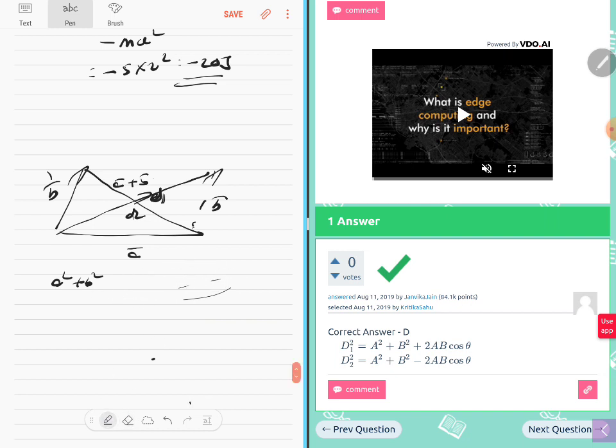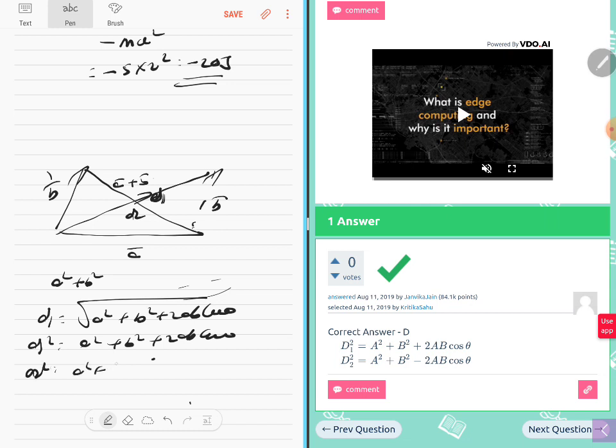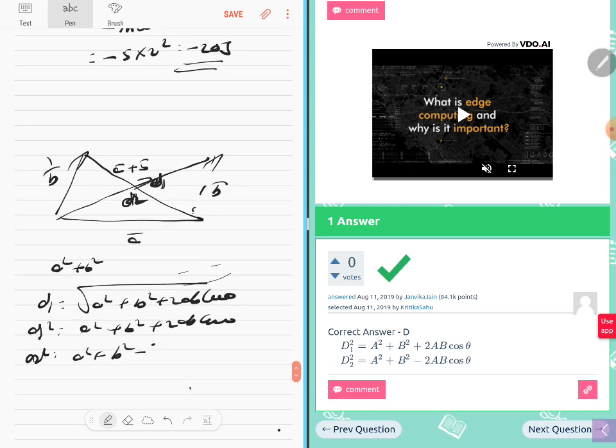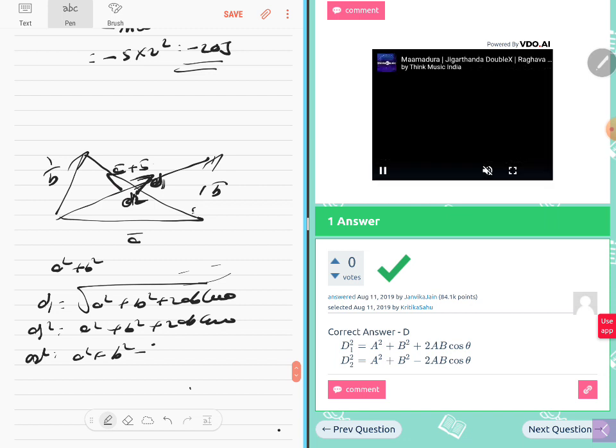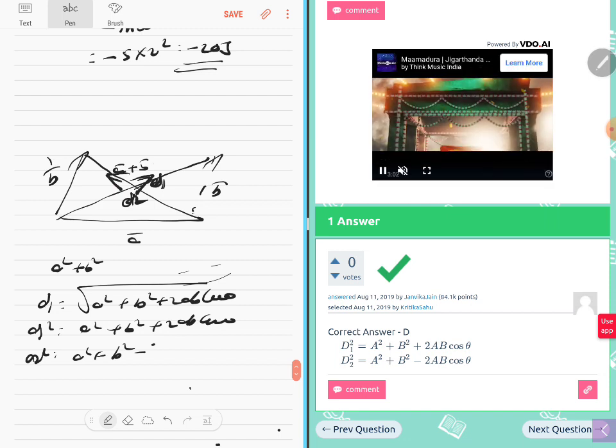So the diagonal is given by the resultant of the parallelogram, which is root of a square plus b square plus 2ab cos theta. That is your D1. And so D1 square is equal to a square plus b square plus 2ab cos theta, and D2 square is also a square plus b square, but minus 2ab, because D2 is with a negative, because the vector, this is like this, whereas this is like this. But however it is still the resultant.